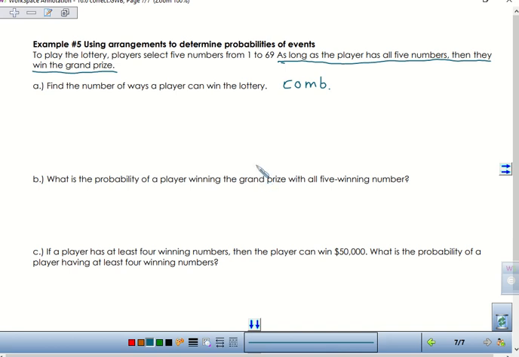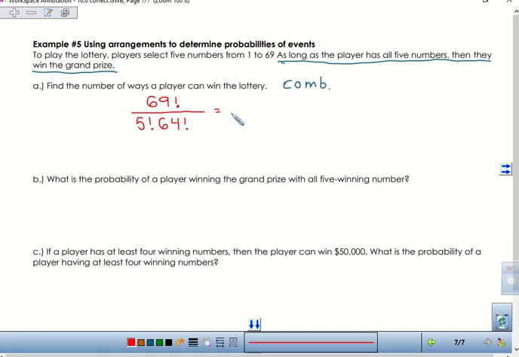So, find the number of ways you can play or win the lottery. So, firstly, how many numbers do we have to choose from? 69. Of those 69 numbers, how many are we picking? 5. And then what is the difference between 69 and 5? 64. Remember, combination has 2 pieces on the bottom instead of 1.